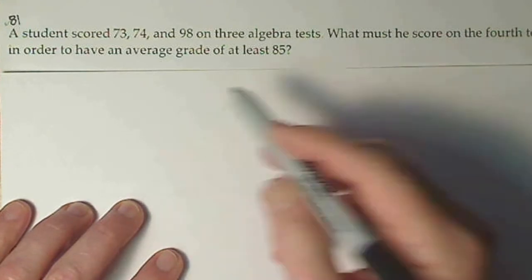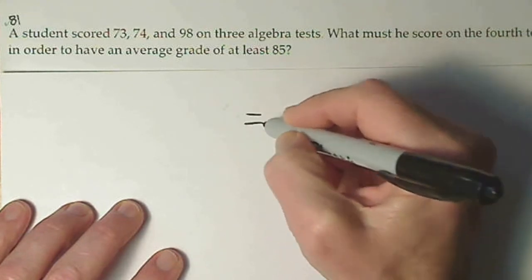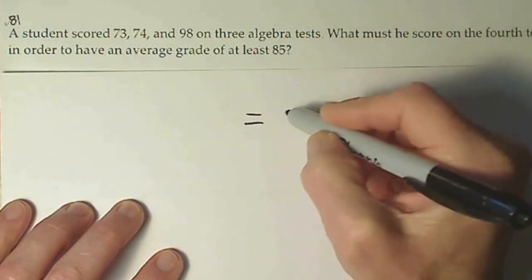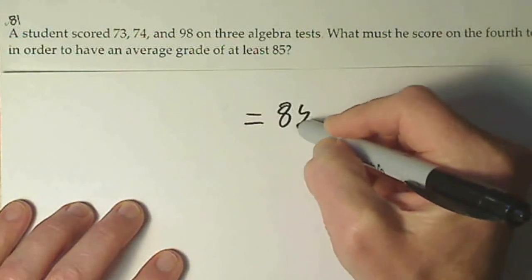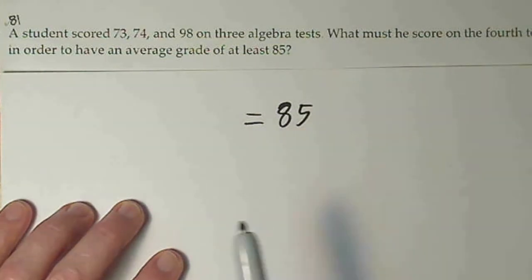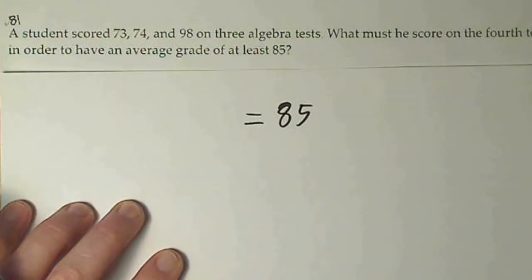Again, if you're worried about the inequality sign, just start out with an equal sign. And we'll change it to an inequality sign in just a minute. Okay, 85 is going to be sitting on one side. So again, you can get something on your paper. You find the average by adding the number of scores and then dividing by that number.